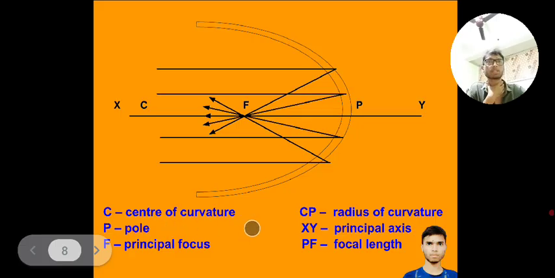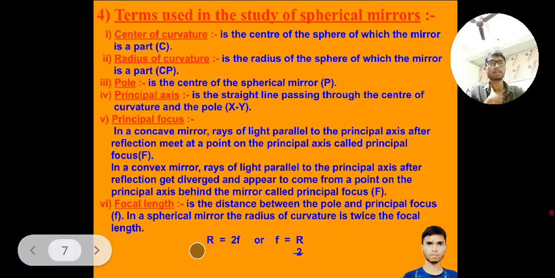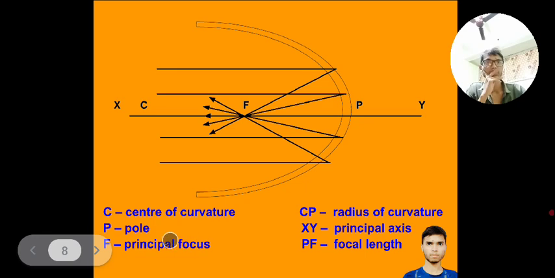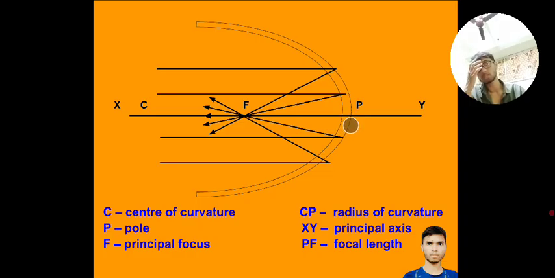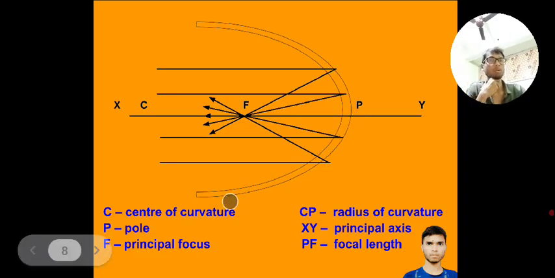So remember, C is the center of curvature. From C to P, this would be considered as the radius. From here till here, this would be the focus. It is just half of the radius. Now next we have the pole. The pole is the center of the spherical mirror. So let's see, where is the pole? This is the pole. This would be considered as the pole.